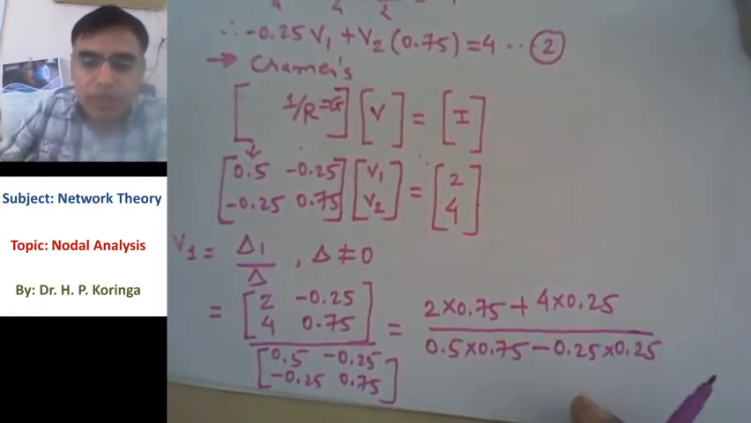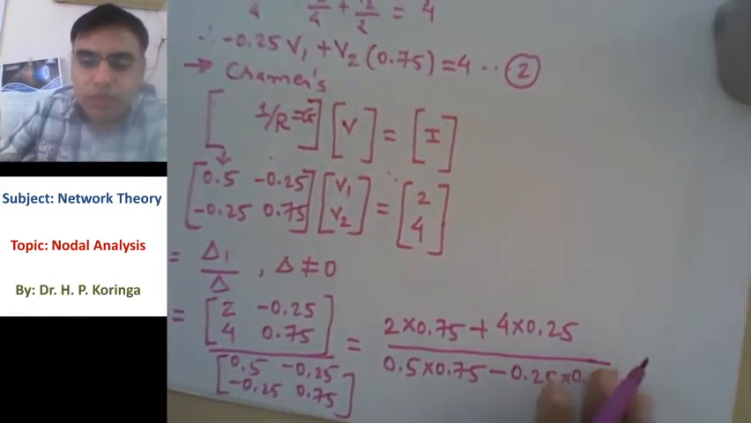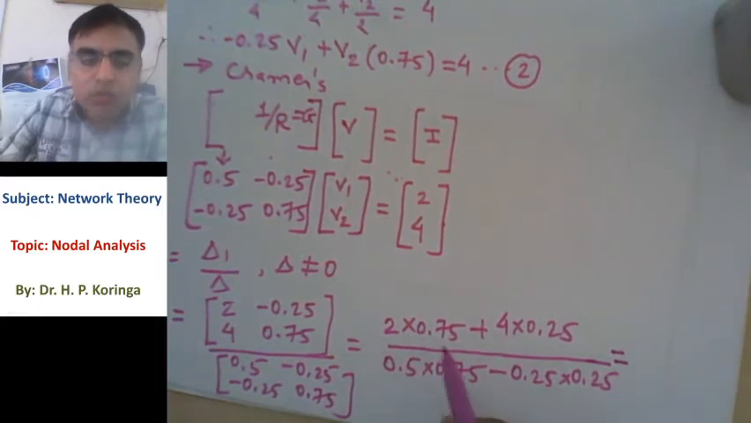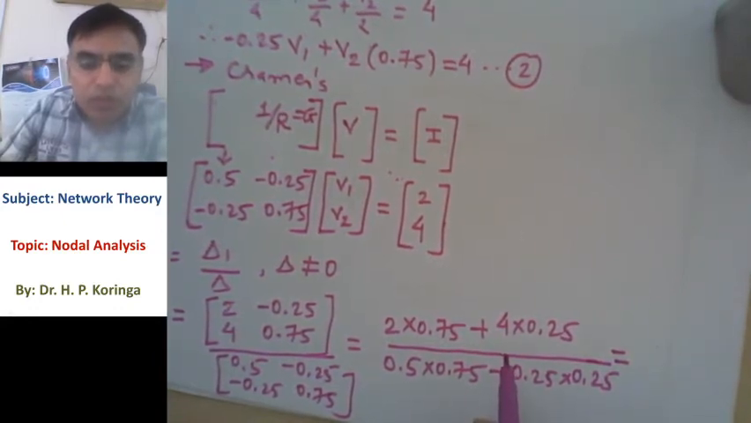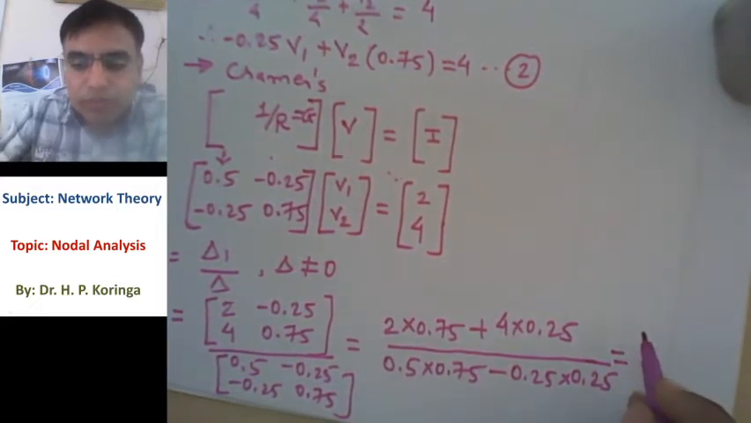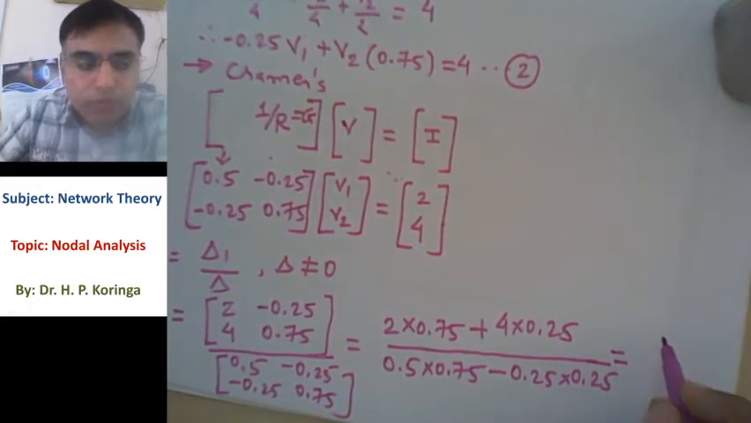Can you help me with this? What is the answer if you have a calculator? So 2 multiplied by 0.75, and 0.75 is 3 by 4, right. What is the answer of the numerator? 1.5. Total answer of numerator is 1.5.